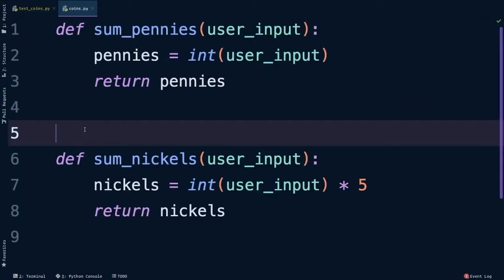The sum nickels function in the coins module is really similar to sum pennies, but we multiply the input by 5 to get the total number of cents. That's it.